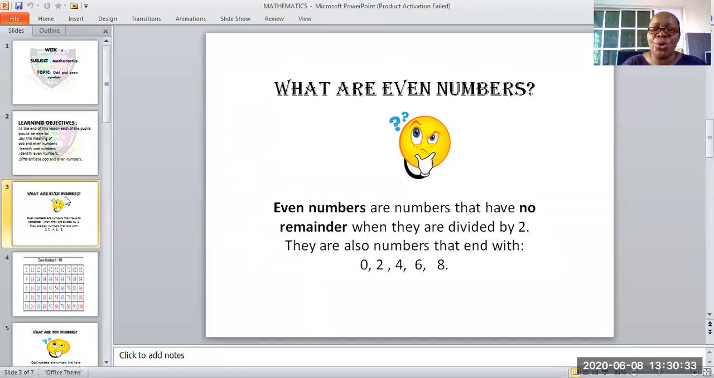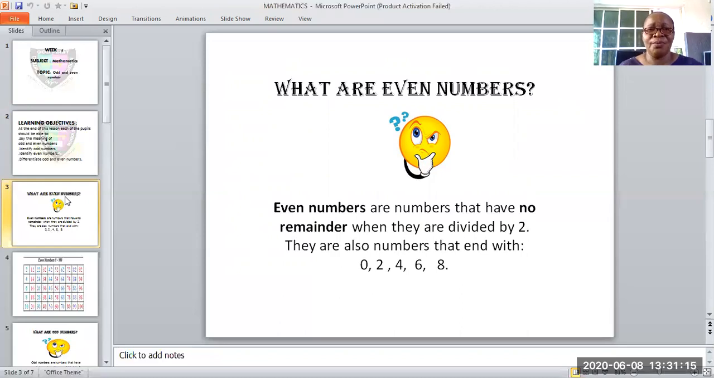There are also numbers that end with 0, 2, 4, 6, and 8. Even numbers have no remainder when divided by 2. There's nothing remaining. Once you have an even number, if you divide it by 2, there won't be any remainder. Is that clear? No remainder at all.